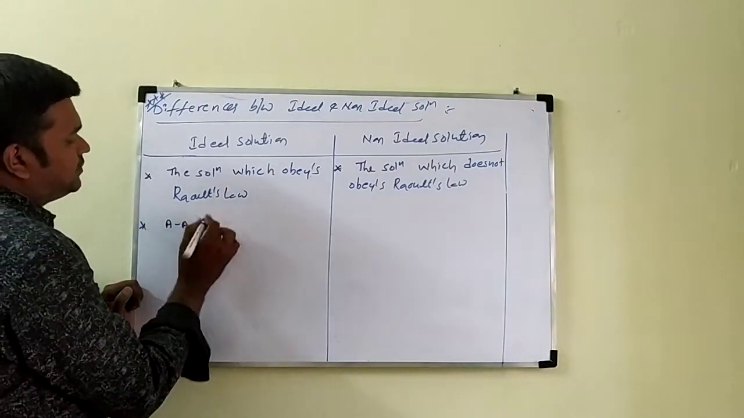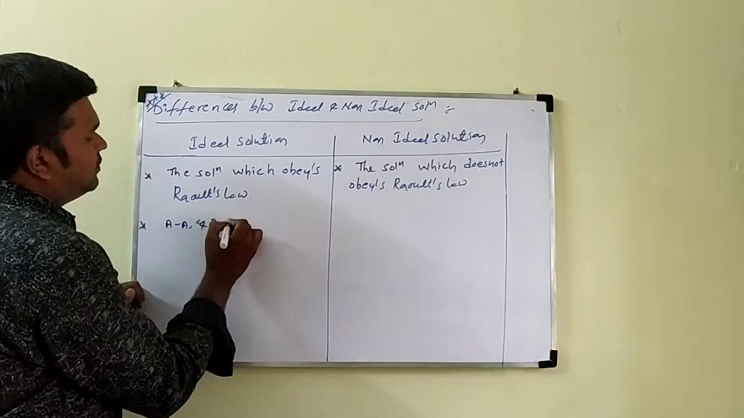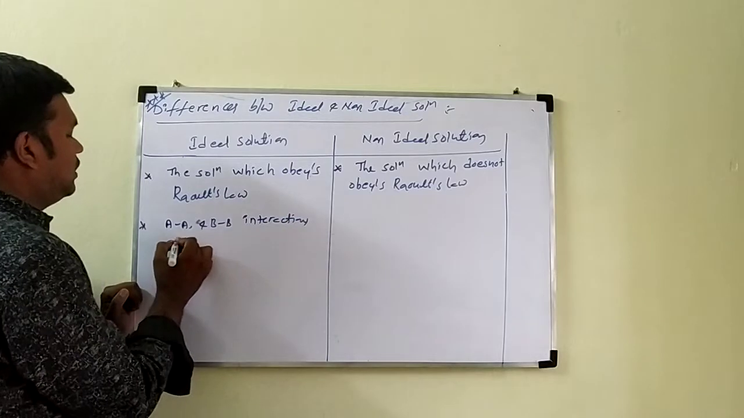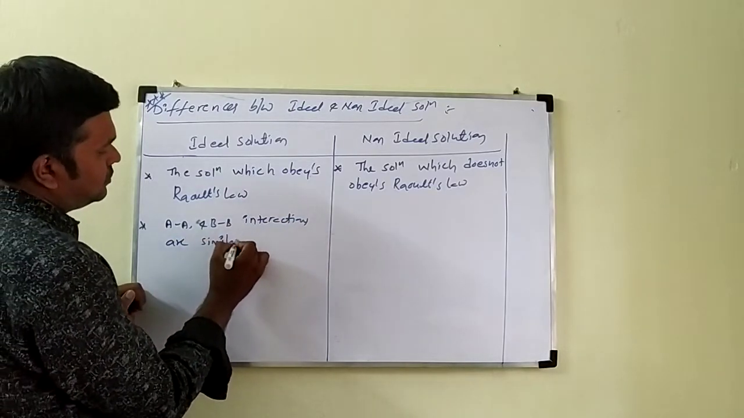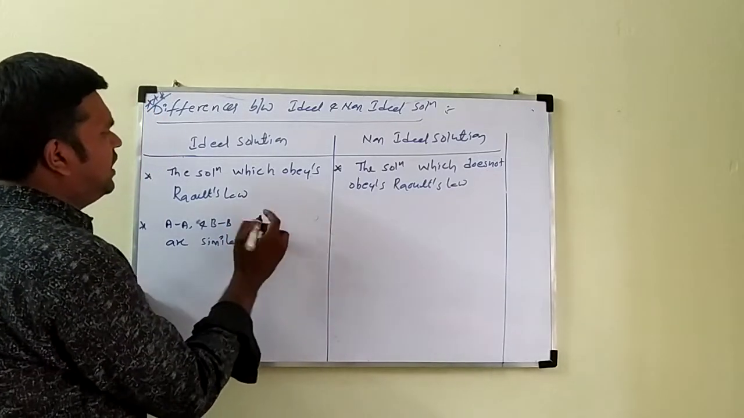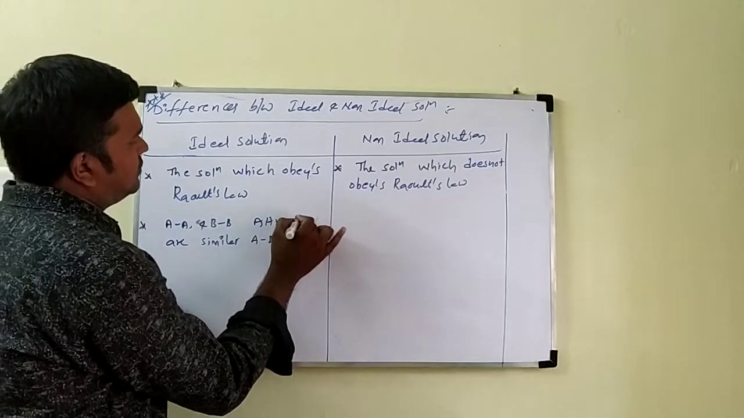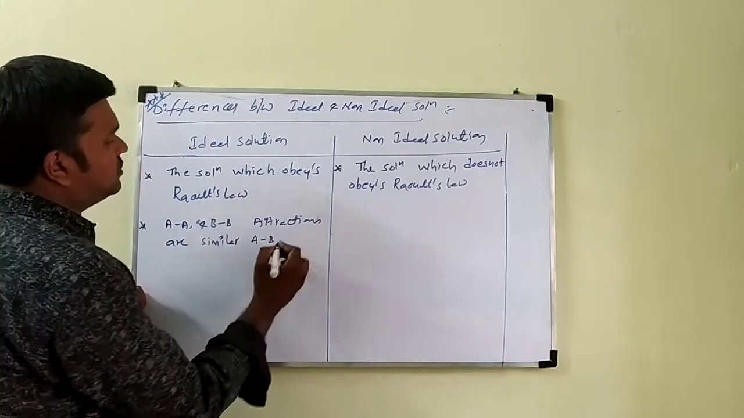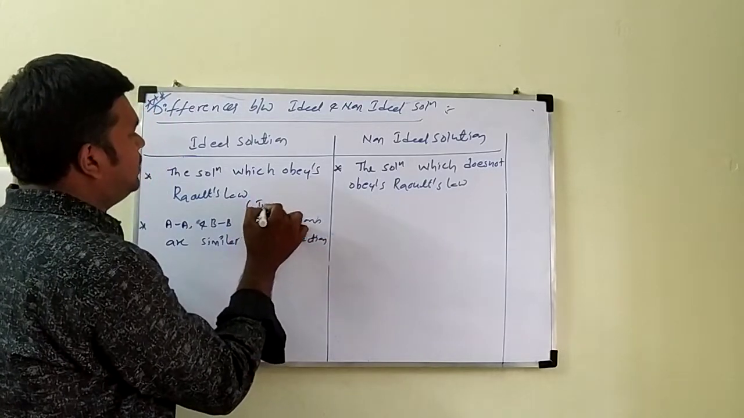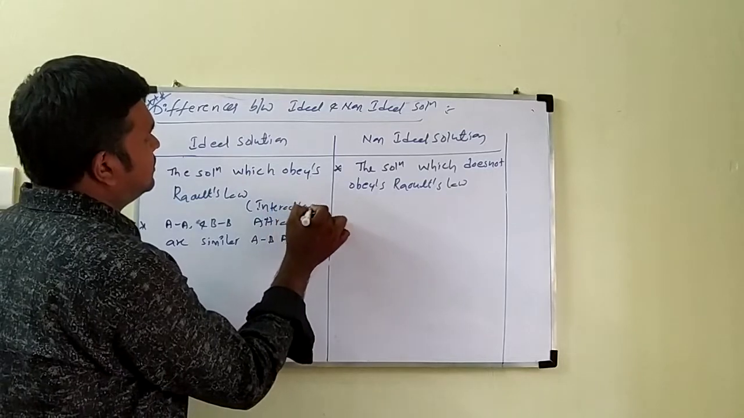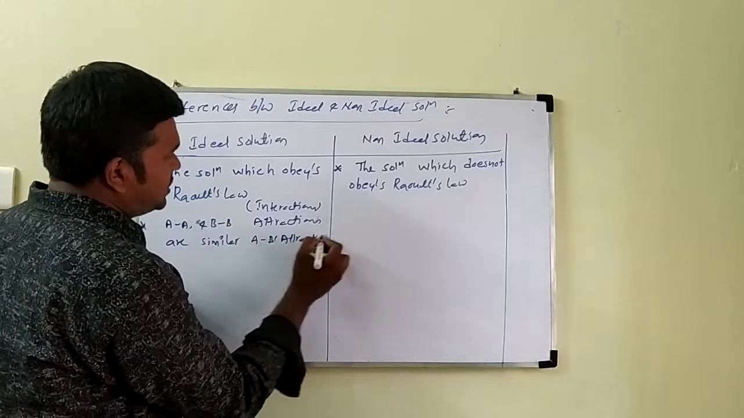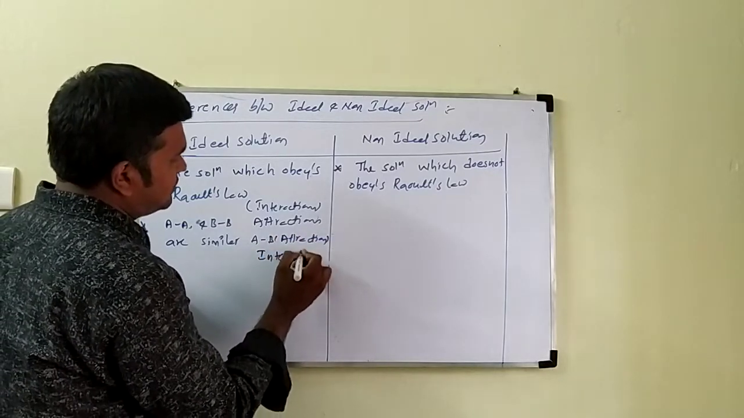Already we discussed one of the points regarding interactions only. AA and BB interactions are similar to AB attractions. Or one more point what I told here, interactions. AA and BB interactions are similar to AB interactions, attractions, or you can say here interactions.